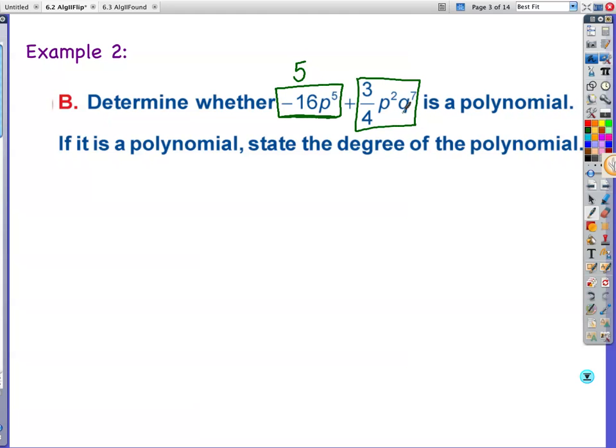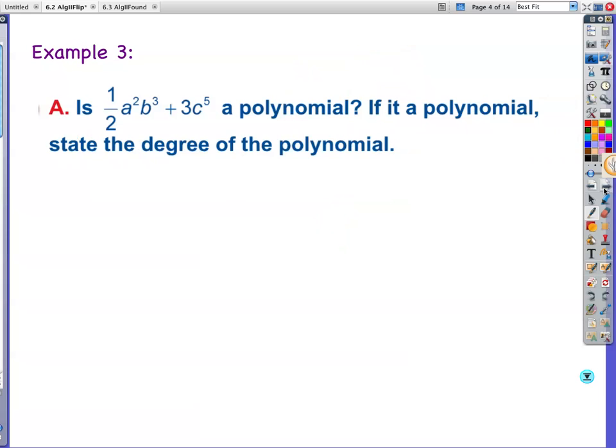So basically the degree of this little term is 5. And here you might be like, hey, 2, 7, what do I write? Well, you actually add them up. So 2 and 7 together is 9. So this portion has a degree of 9. This portion has a degree of 5. Well, what's the overall degree of the polynomial? Which one wins? 9. Okay? And so yes, this is a polynomial. The degree is 9.